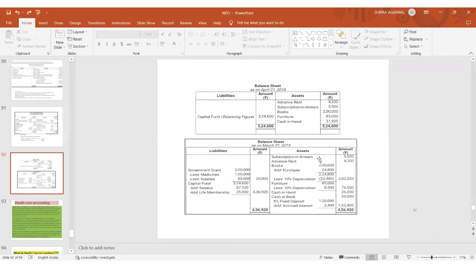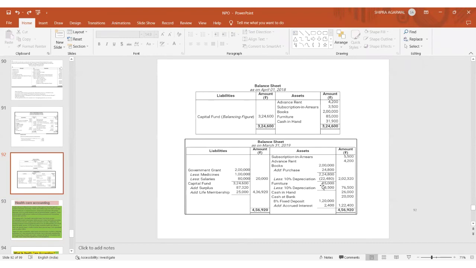And books, we have the initial balance of the books was 2 lakhs. Then there were purchases during the year for 24,800. So the total value comes out to 2,24,800. But at the same time, there was a depreciation on this.